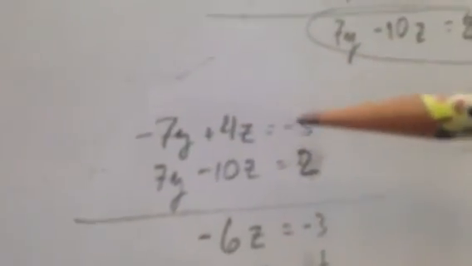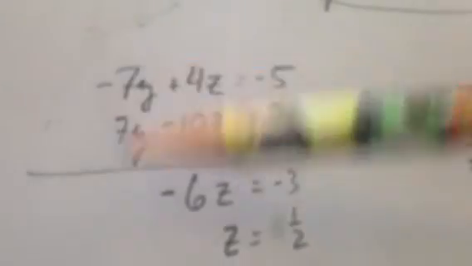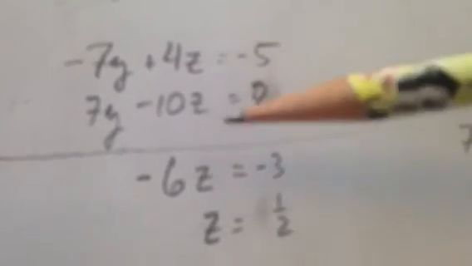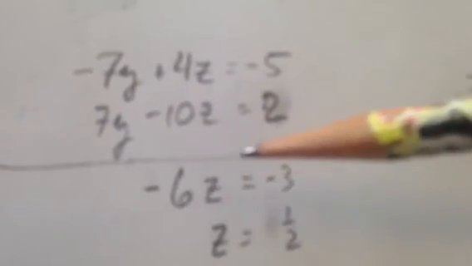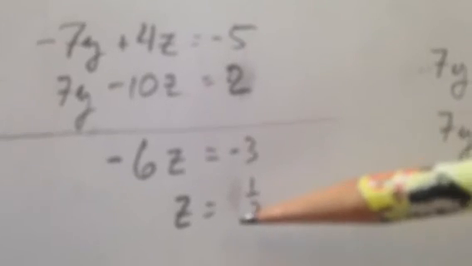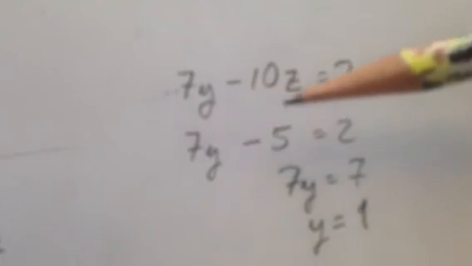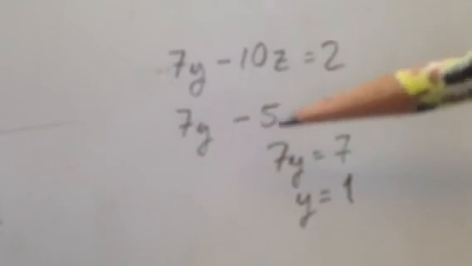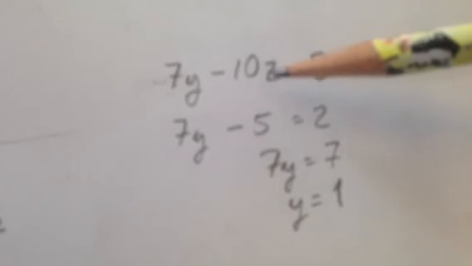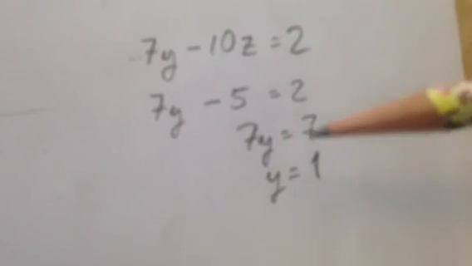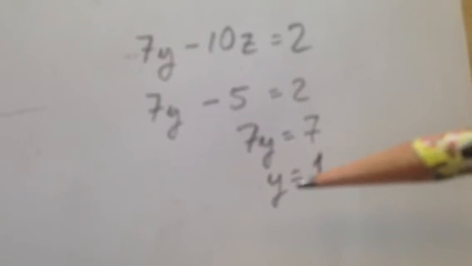So let's look at that pair of equations. And those eliminate very nicely with negative 7y and positive 7y. Don't even have to change them. It's pretty nice. Then I get negative 6z equals negative 3, which means z equals 1/2. So I'll replace that z with 1/2 in one of the other equations that I got: 7y minus 10z equals 2. That gives me 10 times 1/2 is 5, so 7y minus 5 equals 2. I add 5. I finally work it out to get y equals 1.